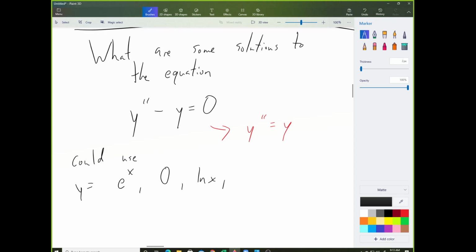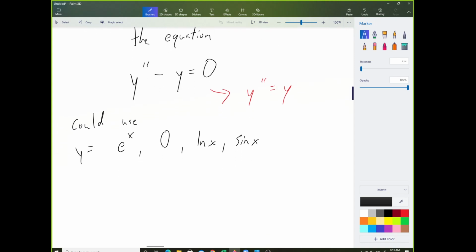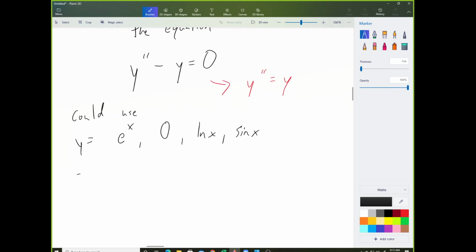I know one that I was expecting to hear from you is something like sine, because we are taking a second derivative, so we're going to see if it comes back. And I'm not saying that these work, but let's give them a try and see if they do. So, if we take y equals e to the x, what is the first derivative of e to the x? There we go, Cormac. And what's the second derivative of e to the x?